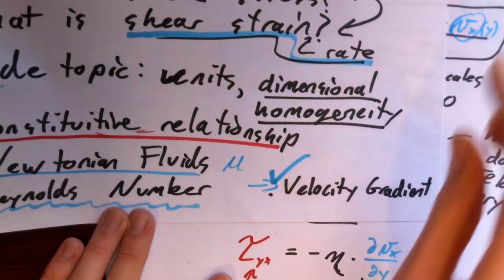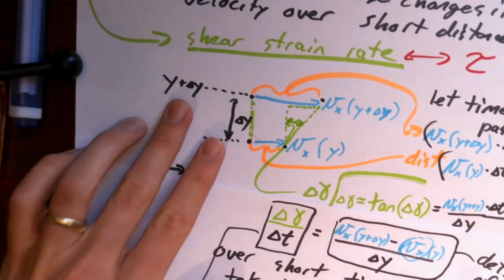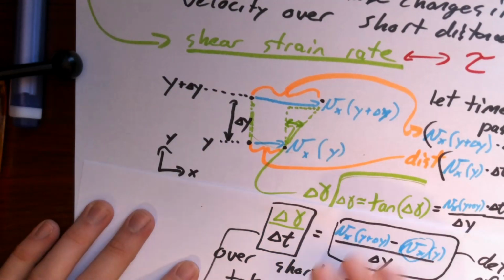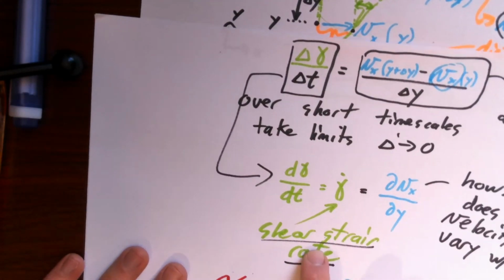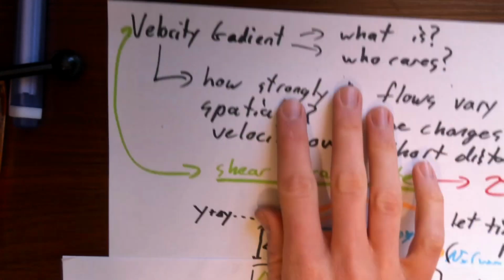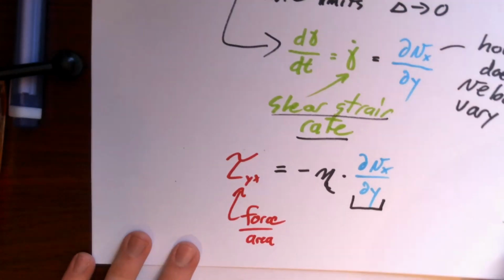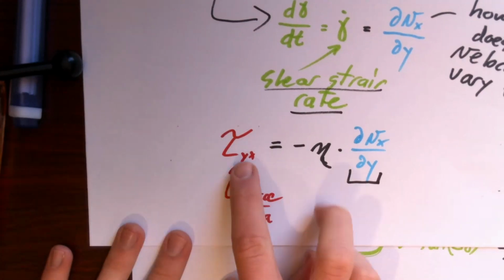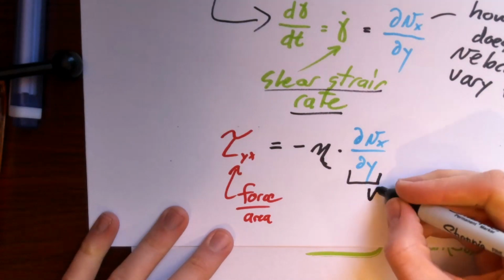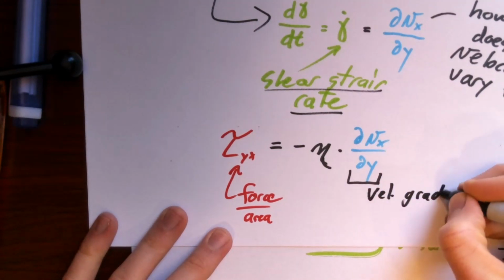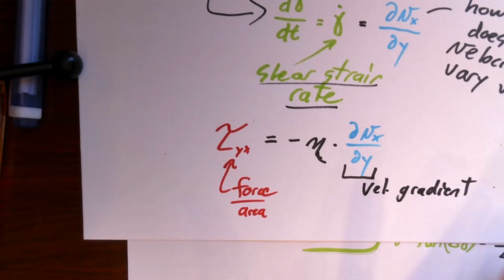Then finally, we talked about the velocity gradient, using a geometrical argument about how velocities could vary spatially. It turns out that velocity gradient is the same as shear strain rate, and if so, then we can put our shear stress for fluids in terms of a velocity gradient. And that's going to be super helpful to us in the next lecture.